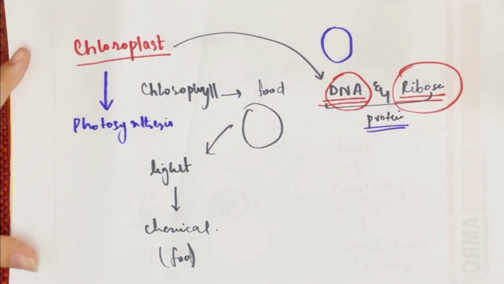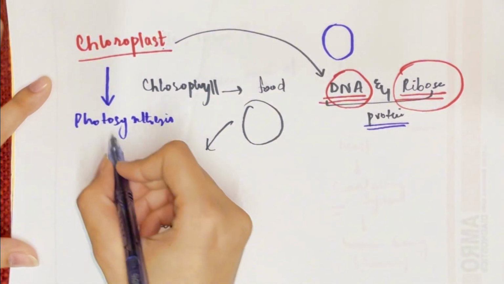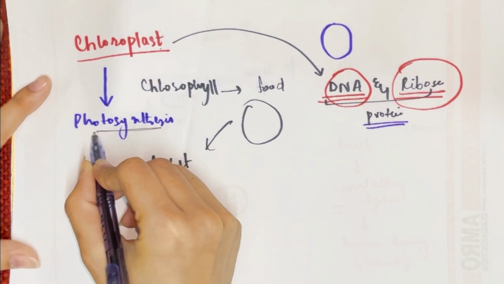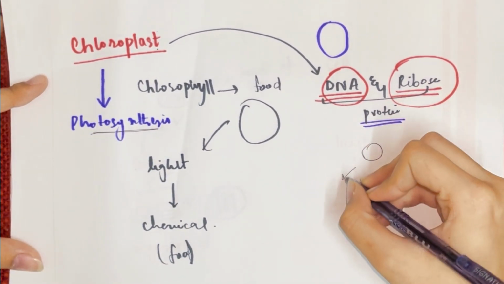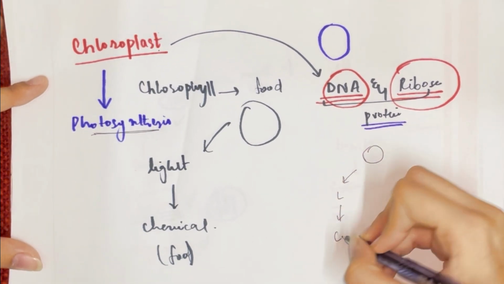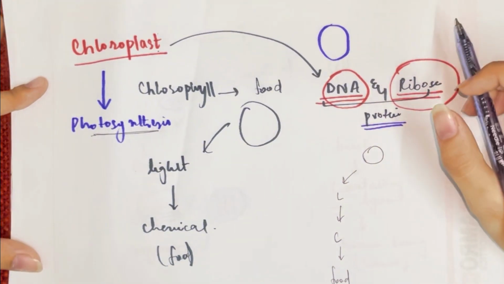Okay, so the next thing that we need to discuss is the chloroplast. We've discussed it earlier. Chloroplast plays a very important role in photosynthesis since it contains pigments that absorb the light energy from the sun and convert it into chemical energy. It makes its own food. They are autotrophic organisms.